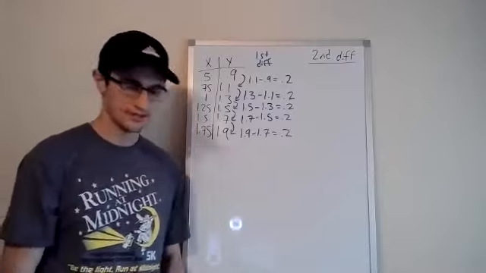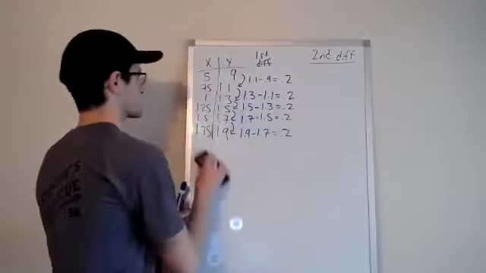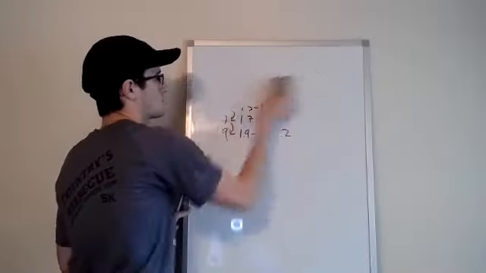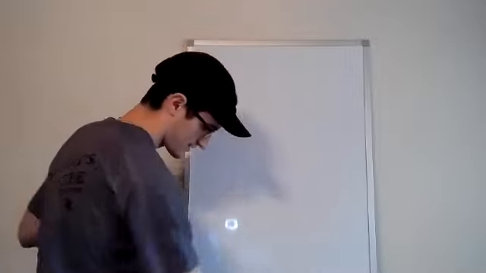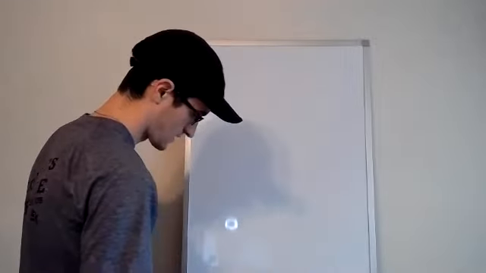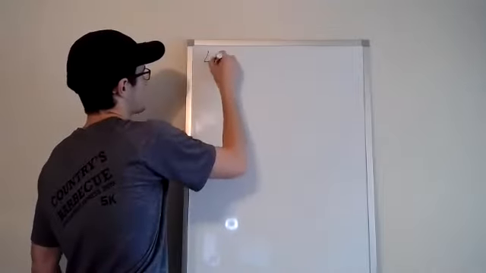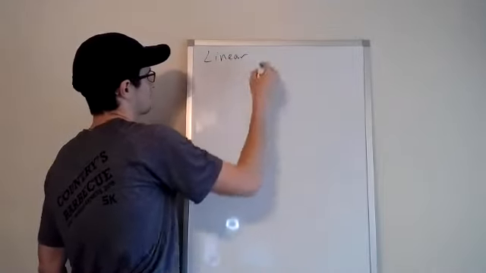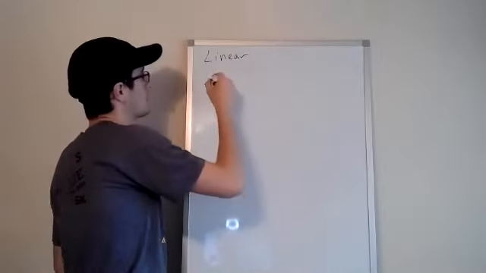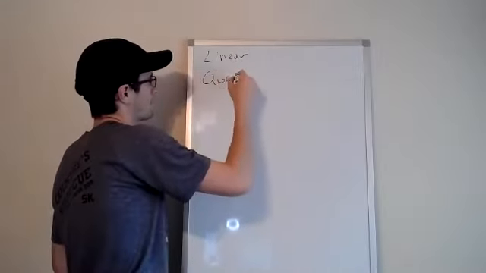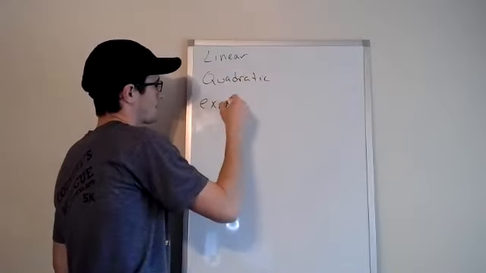Okay, so we know a couple things. Let me get rid of all this and then talk about what we know and a couple ways we can go about this. All right, what it wants us to do is identify them as linear, quadratic, or exponential.